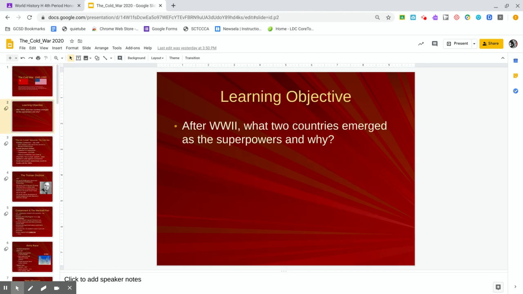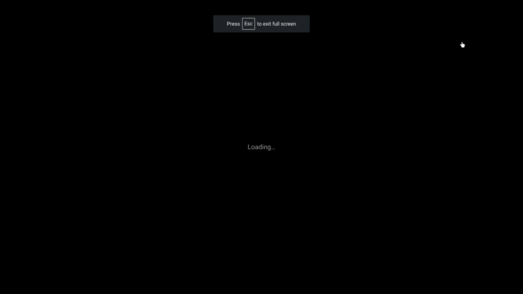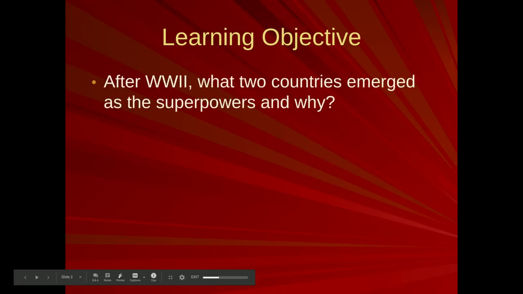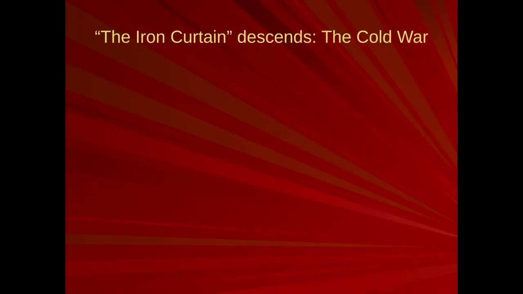With that being said, let's get on with our learning objective for this lesson. The main thing is that we should know who these two countries are, who are the two superpowers, why did they become the superpowers, what were some of the steps that were taken after the war that led to this tension and competition between these two countries.